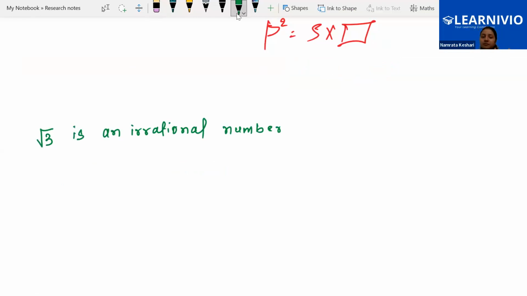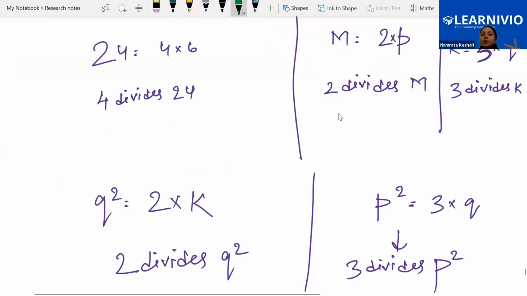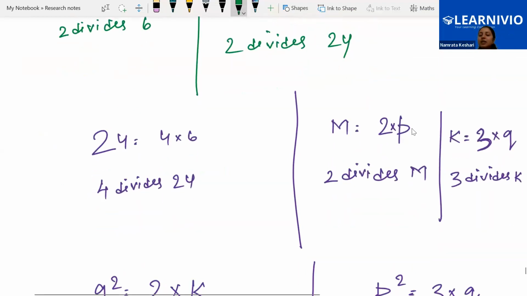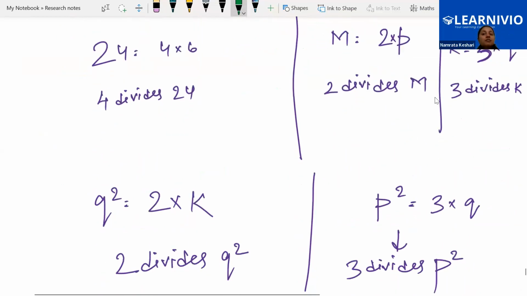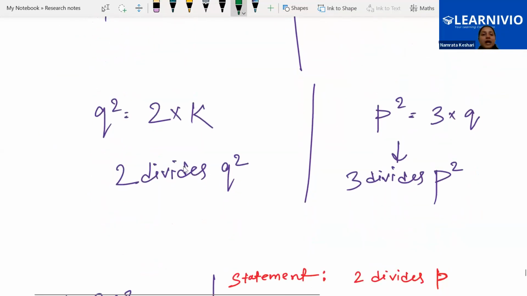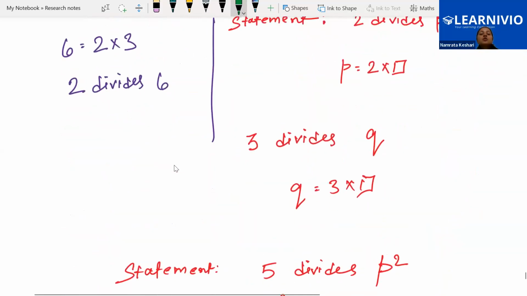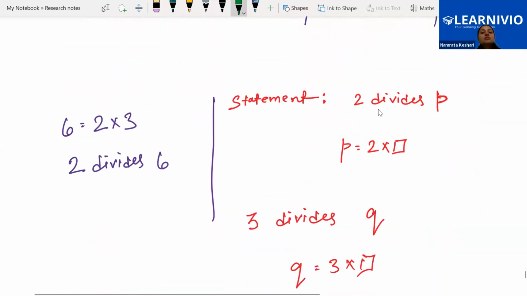Theorem, co-prime number, theorem, this part where we are doing the factorization of 24 and then we are saying that 4 can divide 24 completely. Similarly, if we are having the variable m is equals to 2p, then we can say 2 divides m. If k is equals to 3q, we can say 3 divides k completely. If q square is equals to 2 into k, then we can say 2 divides q square completely. Okay, this is what we learned. Then we also learned that if we will be having just the statement that 2 divides p, we can write p is equals to 2 times something.